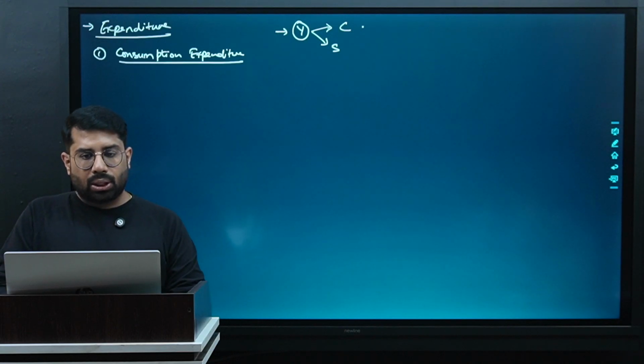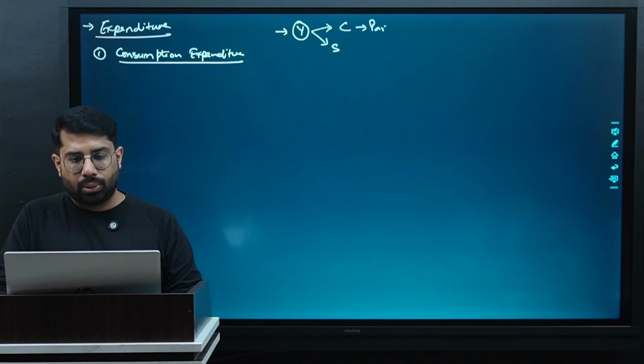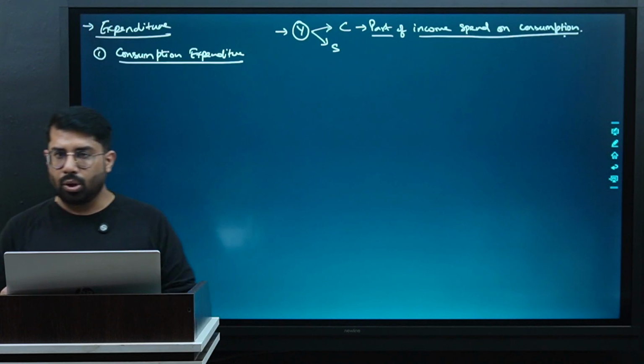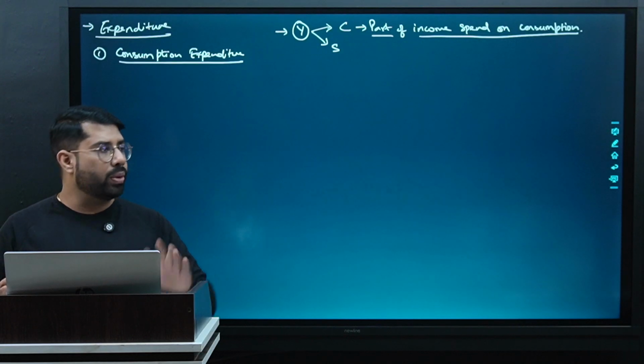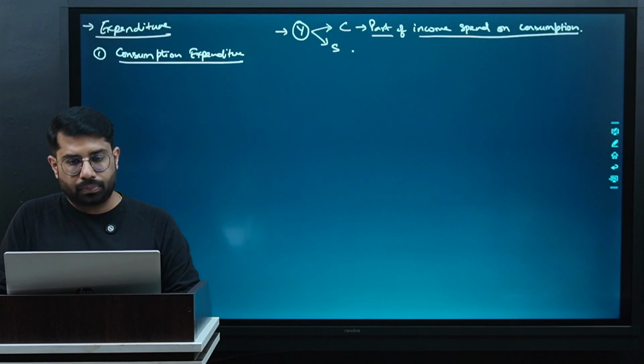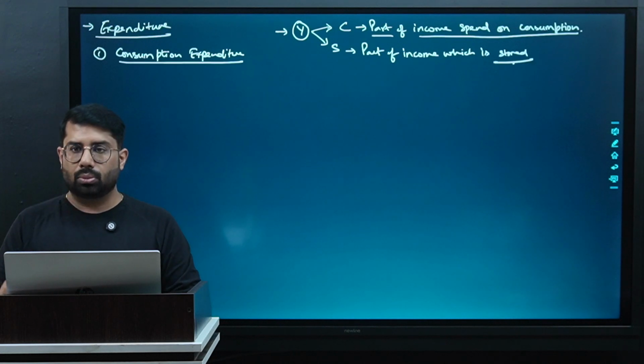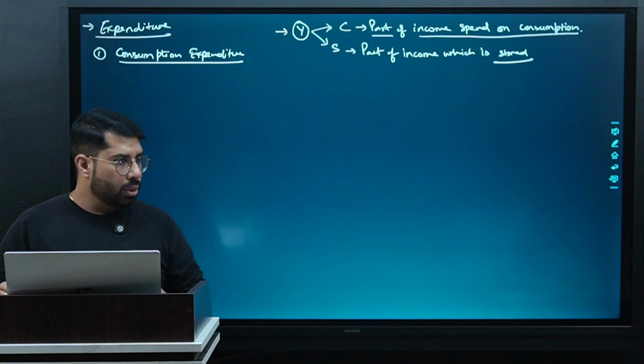You can also say consumption expenditure refers to the part of income spent on consumption. Right? What we have consumed, what we have already used. What is saving? Part of income which is stored. We have stored that part of income. We have not used it.